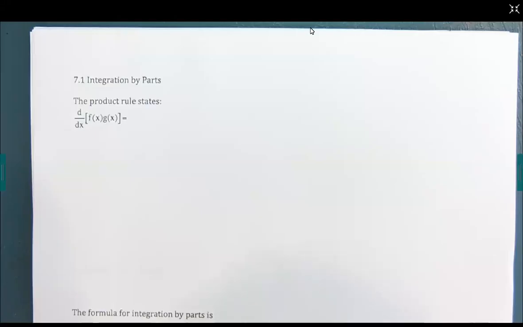Hello and welcome to Chapter 7. Chapter 7 is Techniques of Integration. What we're going to be learning is many new techniques to integrate. So far, you've learned a few. You've learned substitution, sometimes called u-substitution, and you've seen the good, the bad, the ugly with that.